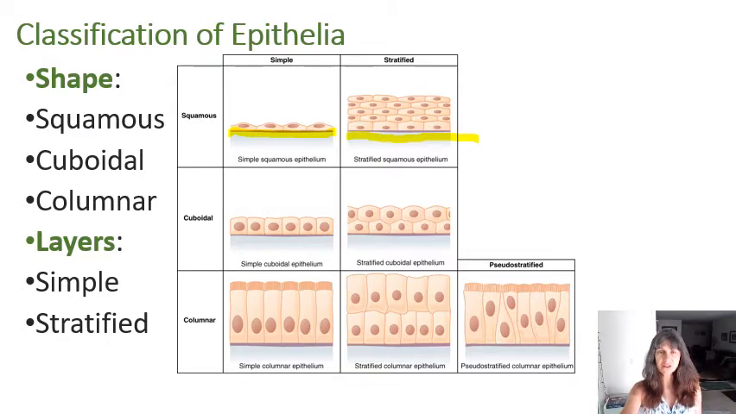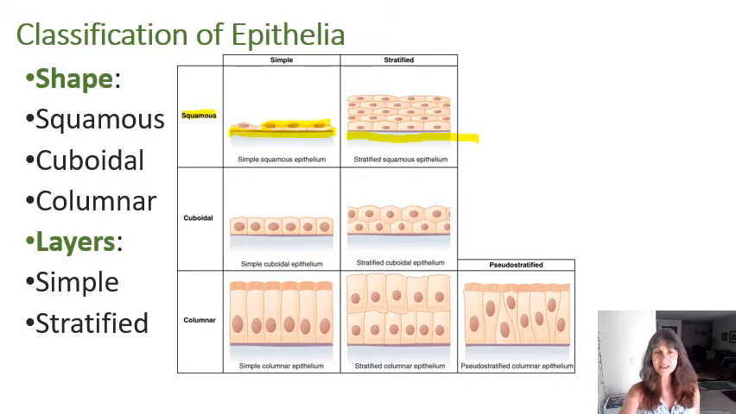If the cells are flat or squat in appearance, we call them squamous. Here we have one layer of flat or squat cells. We call this simple squamous epithelium. By the way, the word epithelium is singular, epithelia is plural.